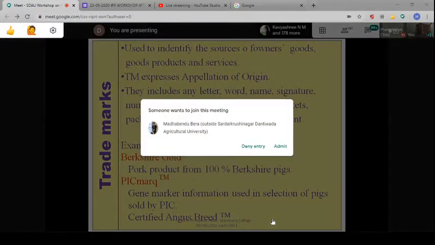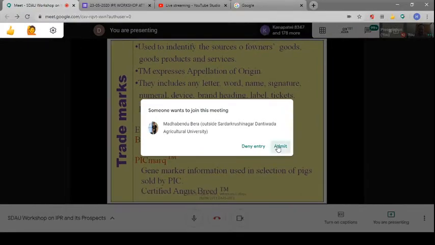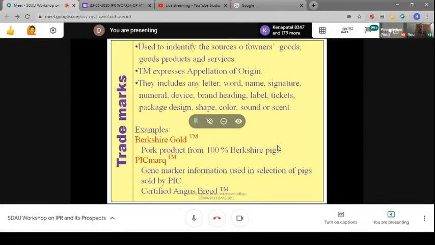It is used to identify the source or owner of the goods, products and services. Say for example, if the logo of Amul is on some box, then we are very sure that the goods are from Amul. And the remaining information we know: what Amul is, what it produces, how it produces. So in this way the trademark is a very symbolic representation which represents the source of the goods, or indicates information about the owners.